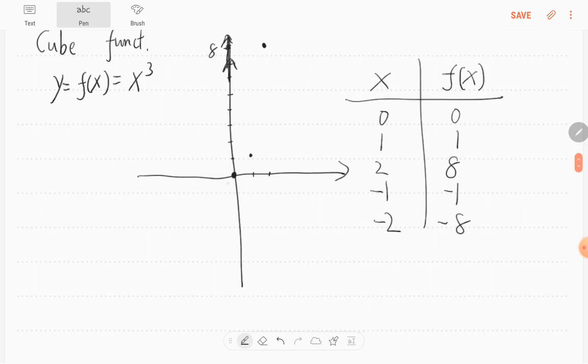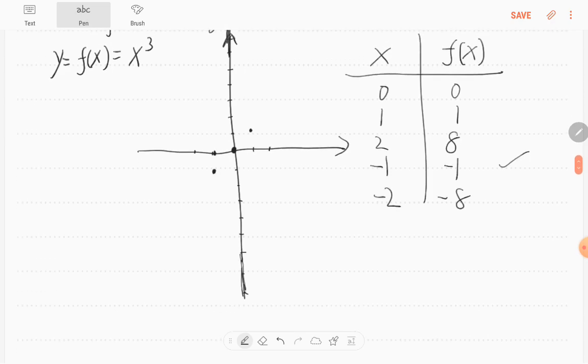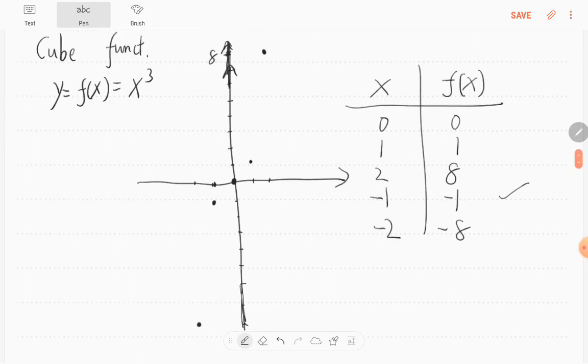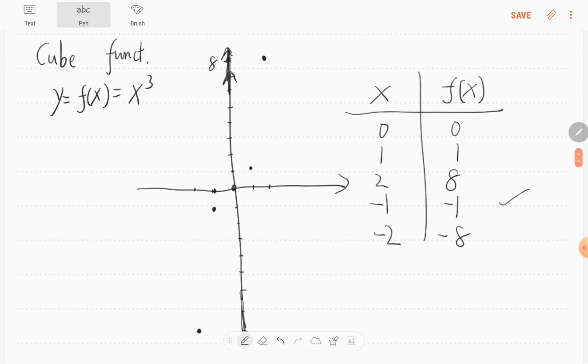And -1. It's -1 also. This is this point, right? -2. -2 is here. 8. 1, 2, 3, 4, 5, 6, 7, 8. -8. So should be here. So now let's connect these points, use some smooth curve.